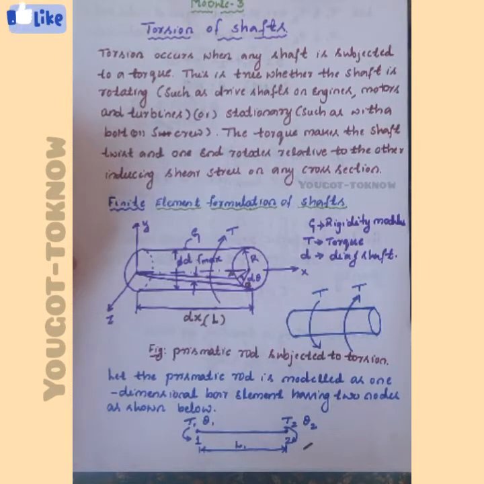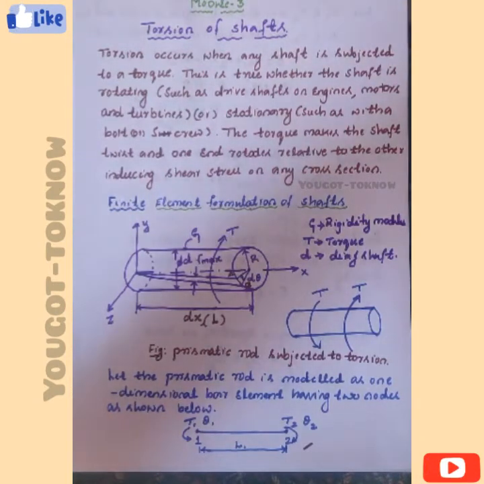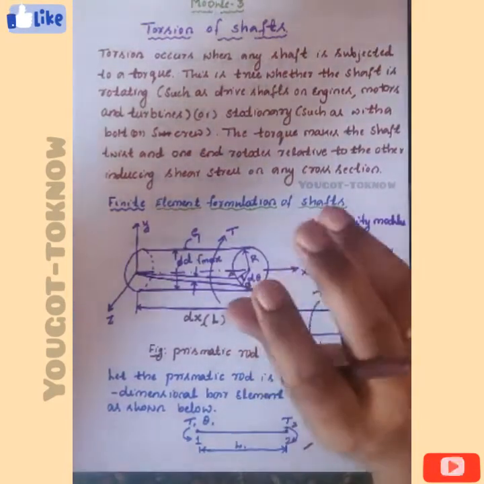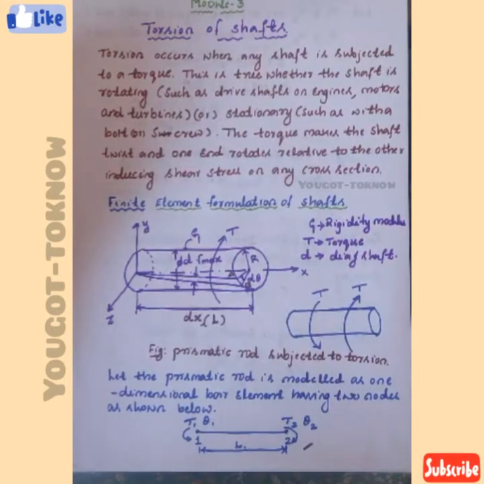The torque makes the shaft twist, and one end rotates relative to the other. That means if you apply a small amount of torque, one end rotates and the other end also rotates in the opposite direction. This means one end is in the clockwise direction and generally the other end will be in the anti-clockwise direction. Due to this, it is going to develop a shear stress in the element on any cross section.